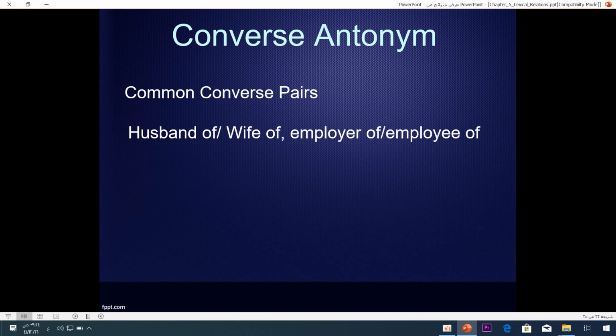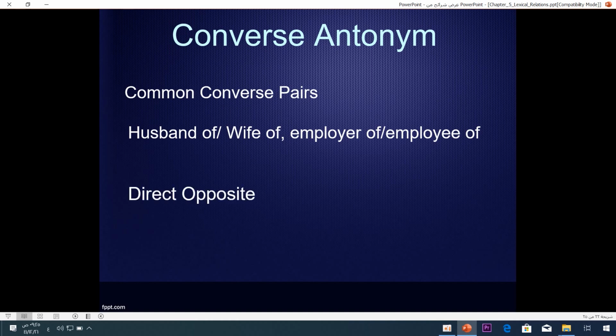So we have employer and employee. I would say Rami is Jack's employer, so Jack is Rami's employee. In Arabic we say Rami is the employer of Ayman, and Ayman is an employee of Rami. If I say I am Rami's teacher, I am the teacher of Rami, so Rami is my student, and so on. So we call these converse antonyms.